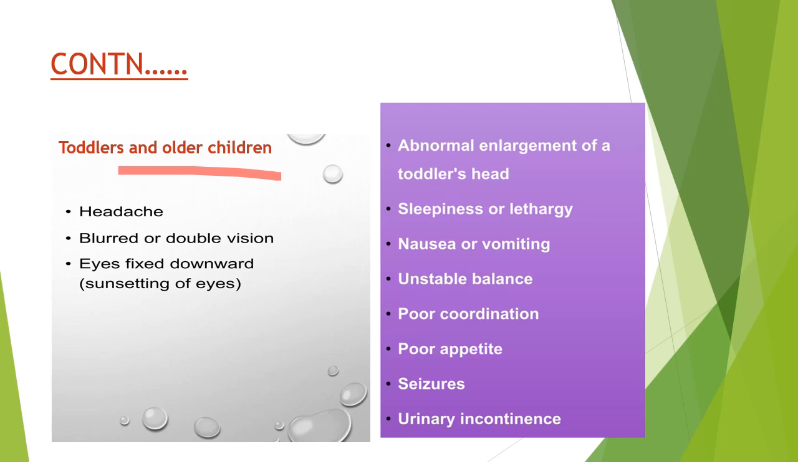Next one, clinical manifestations for toddlers and older children. First one is headache, then double vision, then sunset eyes, then abnormal enlargement of the toddler's head, sleepiness or lethargy, then nausea, vomiting, unstable balance, then poor coordination, poor appetite, seizures, urinary incontinence.